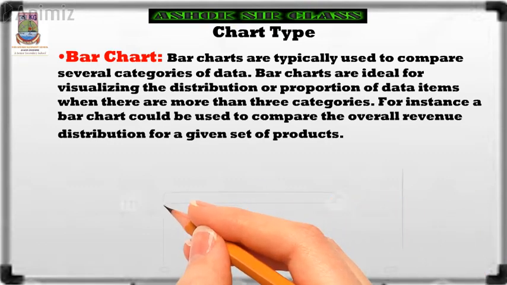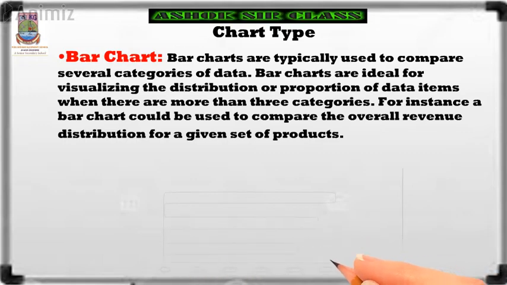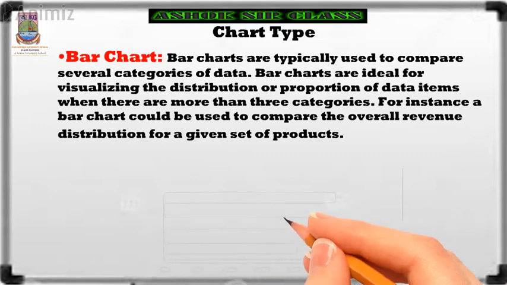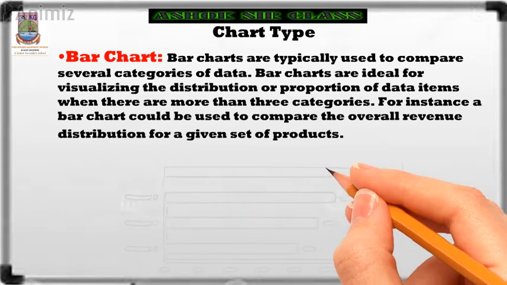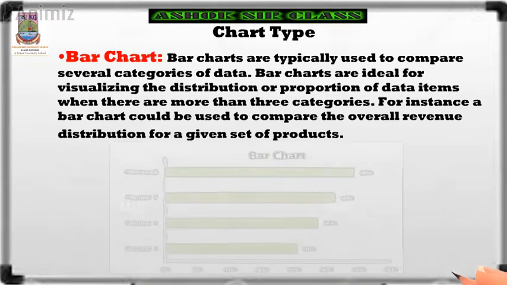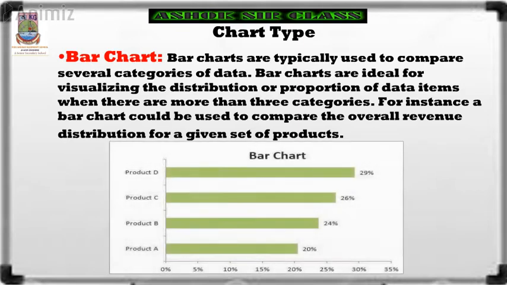Bar chart. Bar charts are typically used to compare several categories of data. Bar charts are ideal for visualizing the distribution or proportion of data items when there are more than 3 categories. For instance, a bar chart could be used to compare the overall revenue distribution for a given set of products.